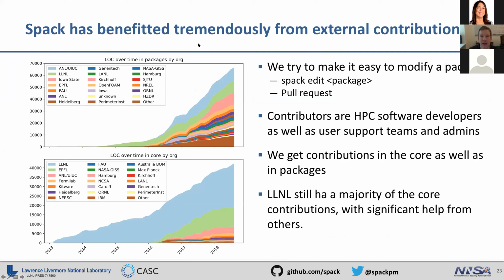This is a graph of the contributions to Spack over time, just to give you an idea of where these packages are coming from. So this is lines of code over time in packages by organization. And so you can see here, this is sort of me making packages up to 2015 right here. And then we started getting contributions from other folks. And so if we had remained just a Livermore project, we would still be at slightly more packages than we had in 2015. And we've benefited a whole lot from all these contributions that we've gotten from the external community.